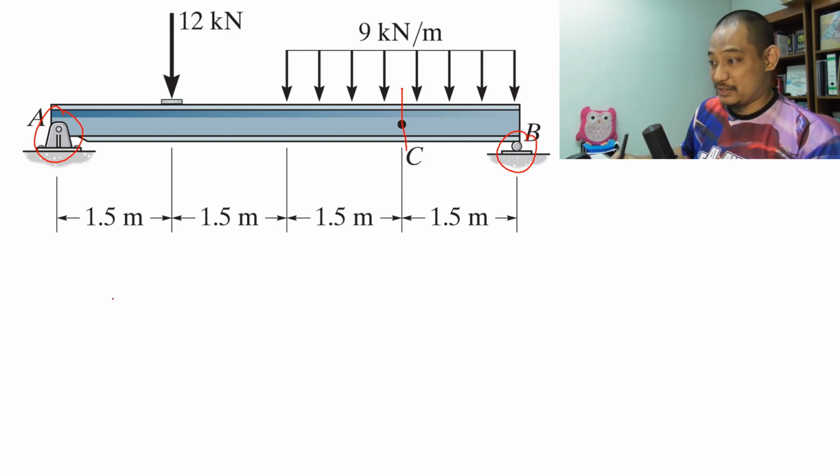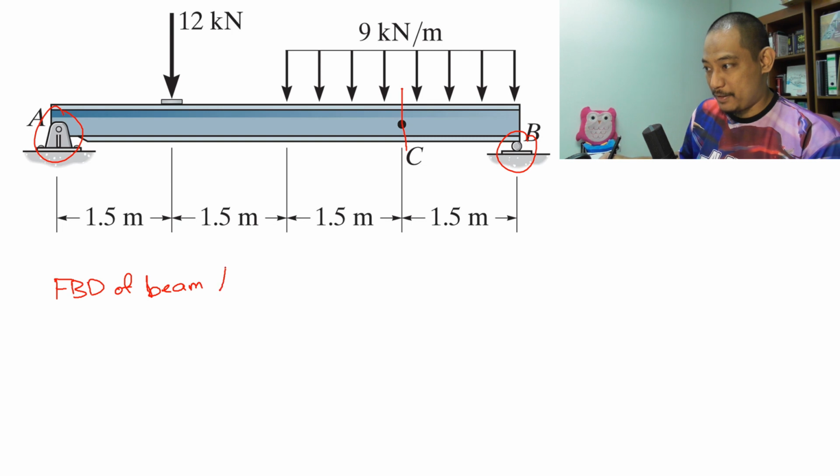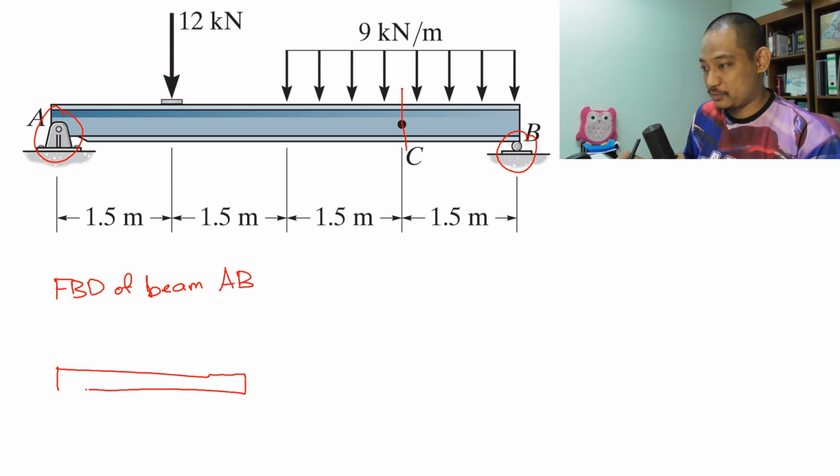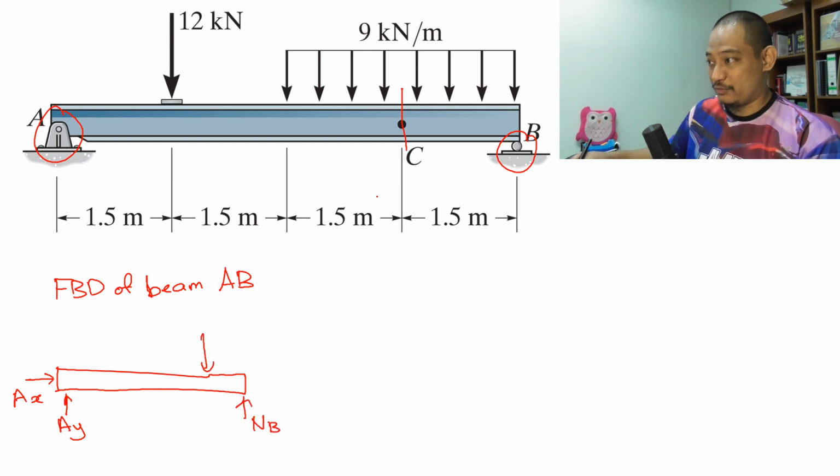So in that case, you have a free body diagram of, let's say this is a beam AB, the whole thing. So you have the beam, and then you have Ax, Ay, for example, for the pin, and then you have normal direction B, and then you have to convert this distributed loading to a single point loading.